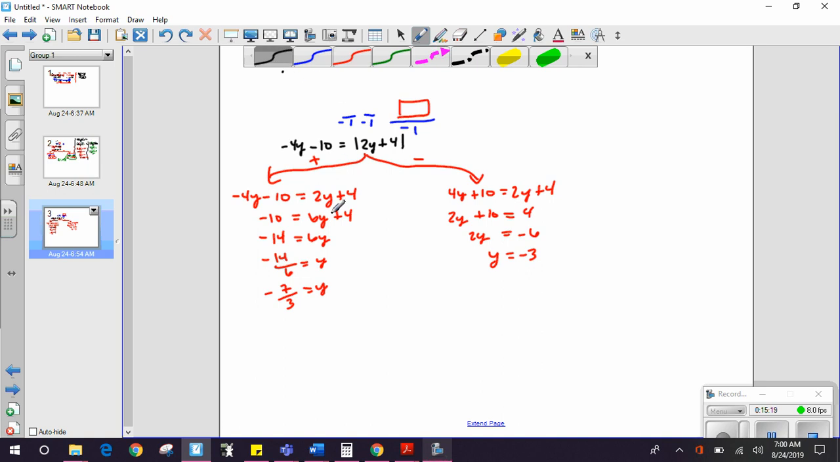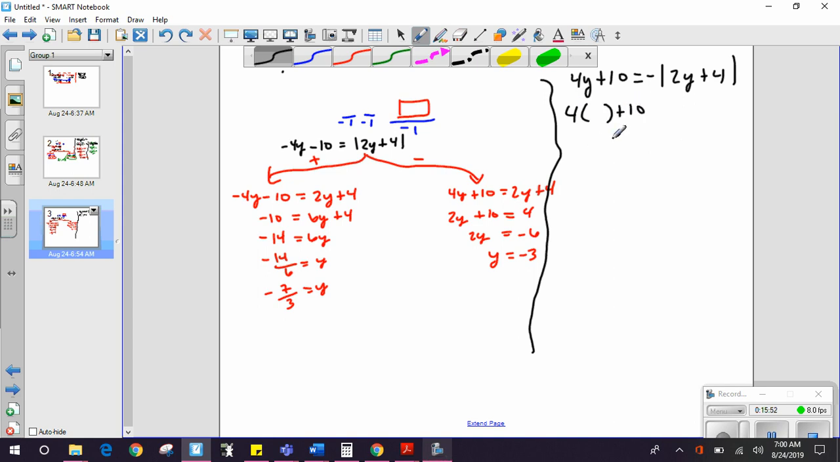So there's a fraction involved, folks, so let's get started. The original problem was 4y plus 10 equals negative absolute value of 2y plus 4. Okie doke. So now I'm first going to be replacing y with negative 3 first, since it's smaller and easier to manipulate.